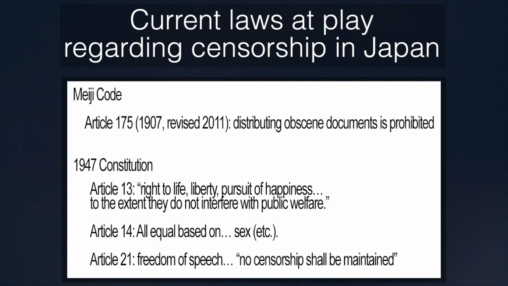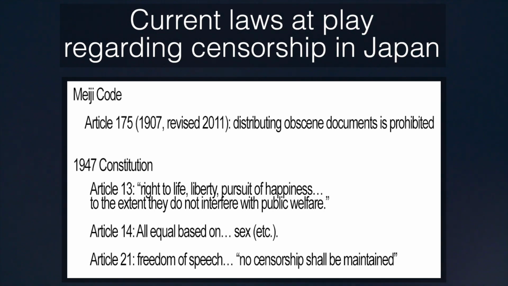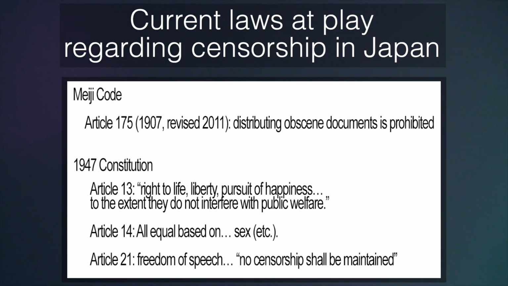So let's talk about some of the laws that are in play. Well, the Meiji Code stipulates in Article 175, this is from 1907, it was revised in 2011, that distributing obscene documents is prohibited. However, there is a bit of conflict here, isn't there? Because in the 1947 Constitution, Article 13 suggests there should be a right to life, liberty, and the pursuit of happiness. Sounds familiar, right? To the extent that they do not interfere with public welfare. That seems to be a nice way to wiggle out of the right to life, liberty, the pursuit of happiness, and the pursuit of freedom of expression.